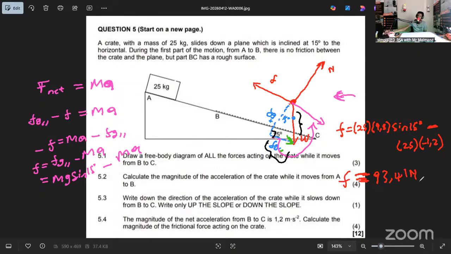93.41 newtons. That's our frictional force. I swear, if you can tell yourself, from today onwards, I'm changing my thinking. It's no longer about, because look, you can't force yourself to understand everything. You can target that one thing that unlocks everything. So it's always about the diagram. It's always about the free body diagram.